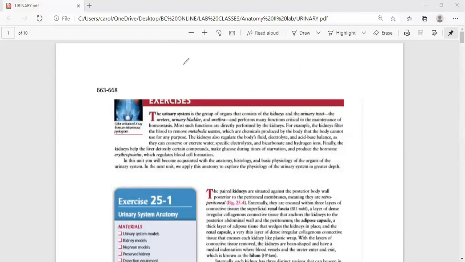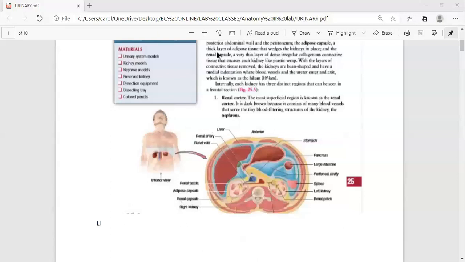So the urinary system, guys, is going to be composed of different organs. Some of these organs are obviously the kidneys, the ureters, the urinary bladder, and the urethra, and those are going to be the organs in the urinary system. Then, as you know, we have two kidneys.